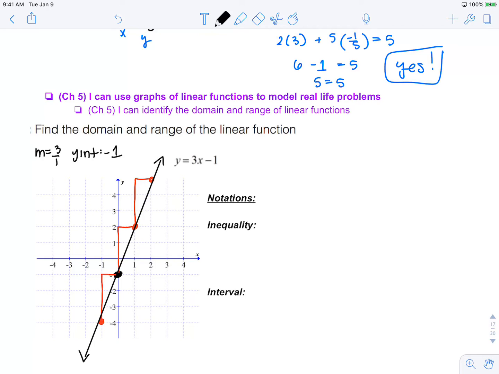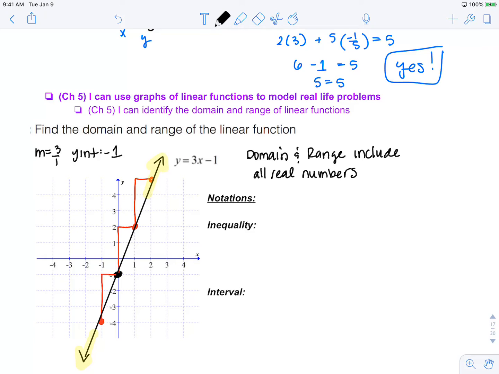Now looking at this line, we're asking ourselves, what are all the possible x values that are represented by this line? Keeping in mind that this keeps on going forever in this direction and forever in this direction, we can see that this line covers all real numbers for both x and y. So domain and range include all real numbers.